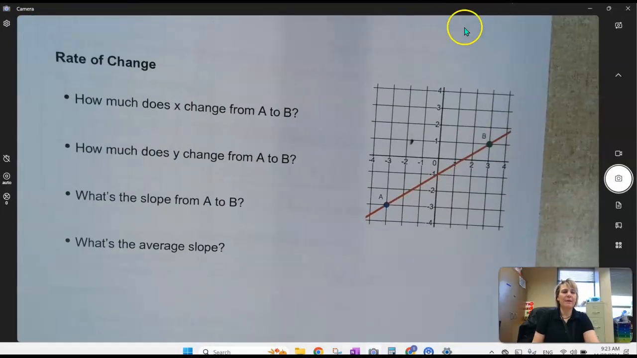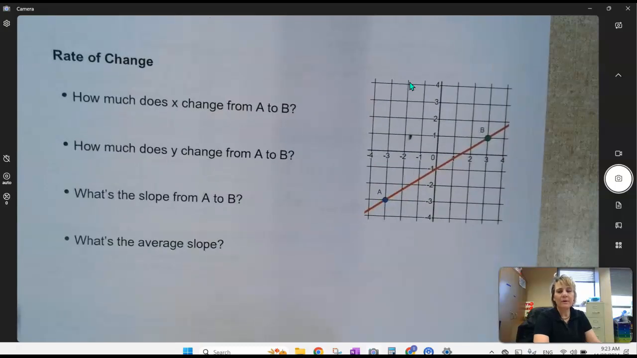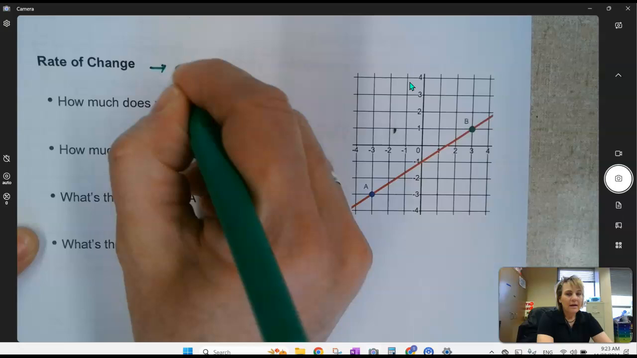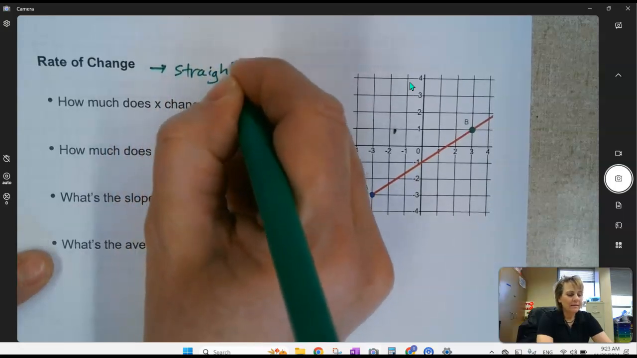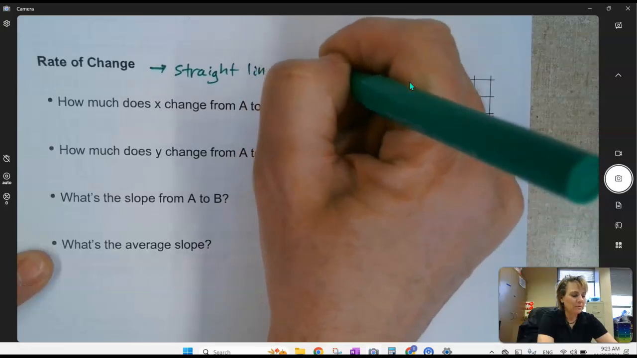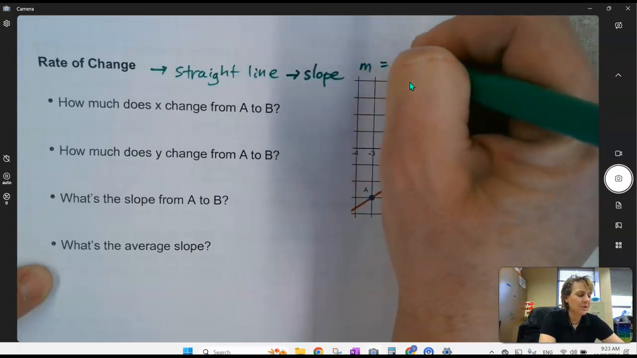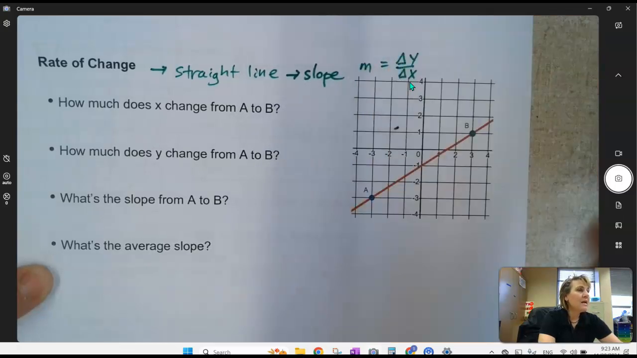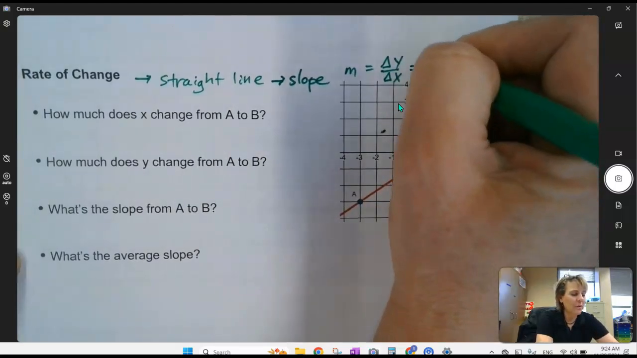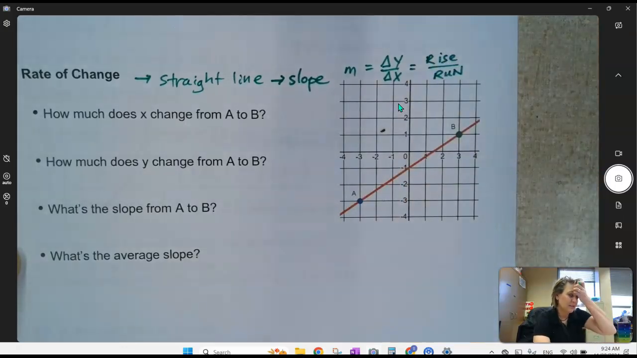What does rate of change remind you of? Slope. It reminds you of slope, okay? So when we have a straight line, it has slope. And we remember that the slope is the change in y over the change in x. Okay, we have the change in y, or rise over run. Okay, let's take a look at how this works in this question.